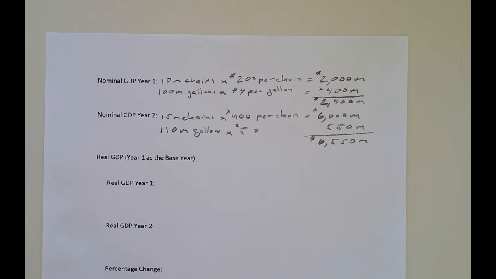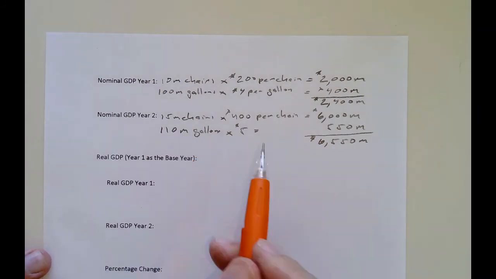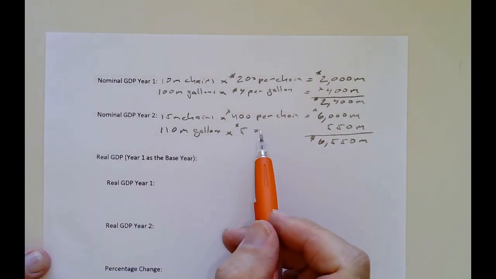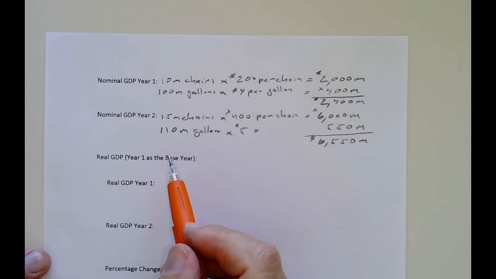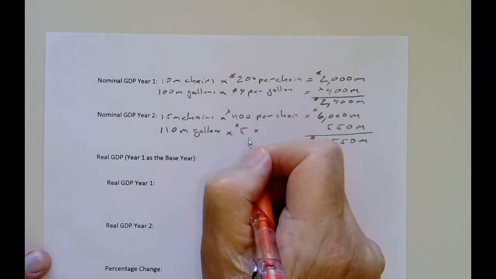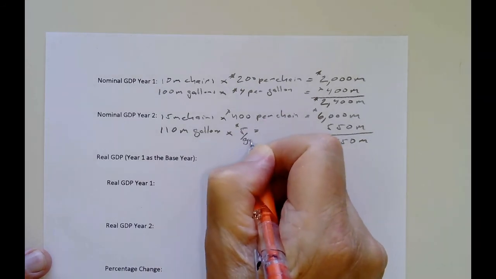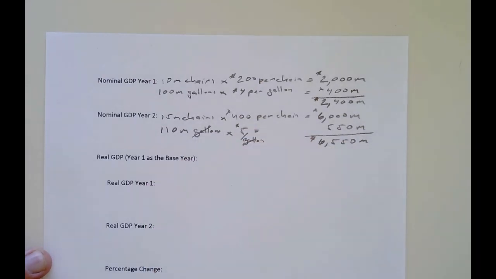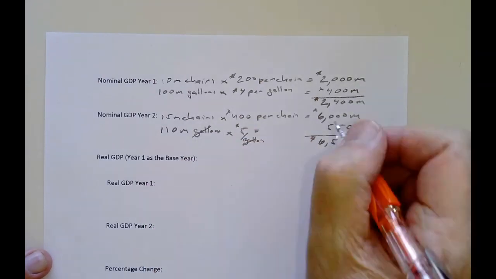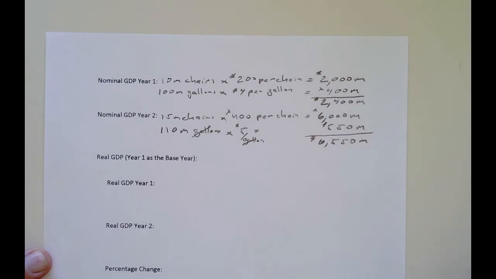So again, I took the 50 million shares, times it by $400 per chair, we got $6,000 million, and then 150 million gallons of milk, times it by $5 per gallon. That's per gallon, and that's why the gallons cancel. And then we have $550 million right there. And then add them together, it's 6,550.